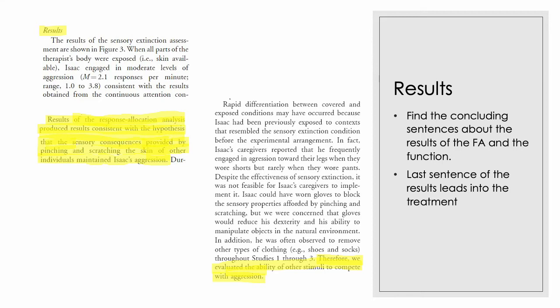Sometimes the results to the functional analysis are found in the results section, which may be a few pages later. In this case, the article discusses the procedures to the functional analysis and the results of the functional analysis together, and then discusses the procedures to the treatment and the results of the treatment in a results section found on page 326. This is just something to keep in mind when you're looking through articles.